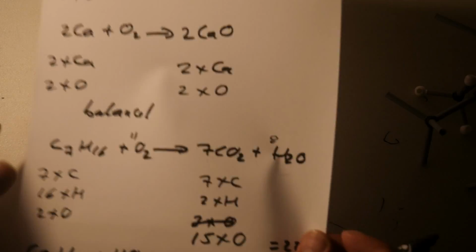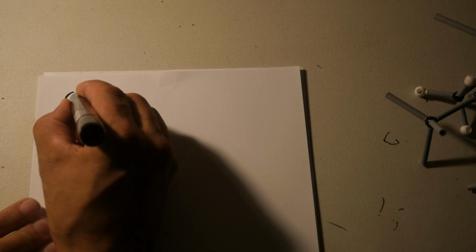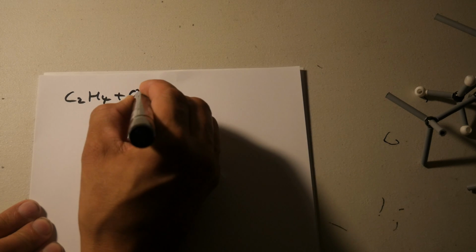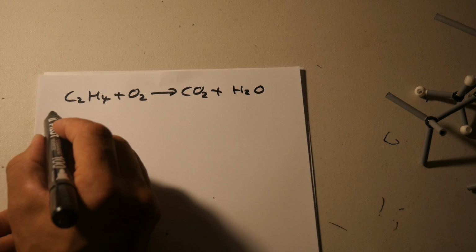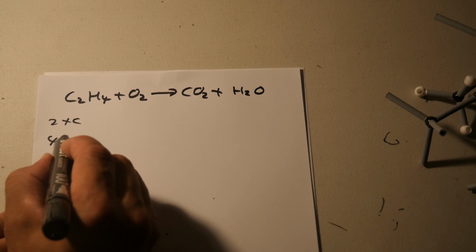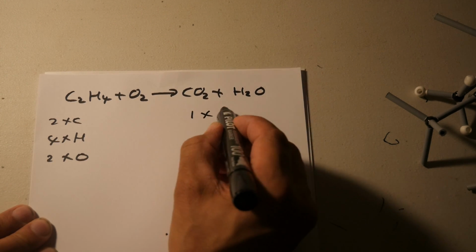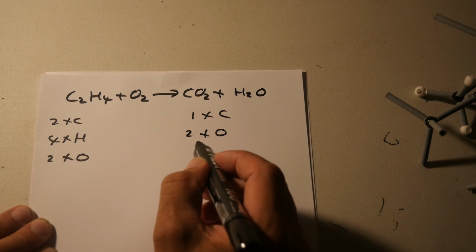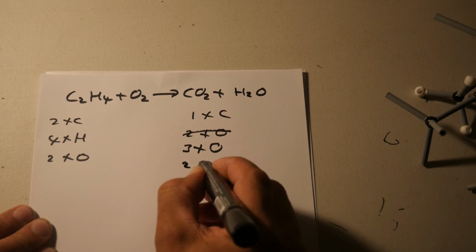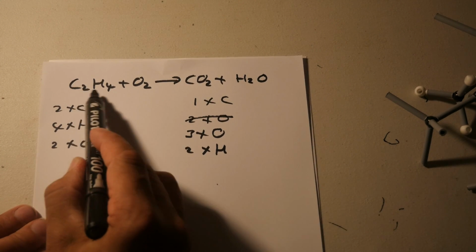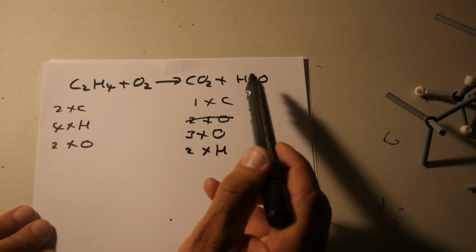So I could do one more example before I run out of time. So another example is C2H4 plus O2 becomes CO2 plus H2O, okay? So there's 2 times carbon, 4 times hydrogen, 2 times oxygen on that side. And this side is 1 times carbon, 2 times oxygen, 3 times oxygen, 2 times hydrogen. Okay? So 2 times carbon, 4 times hydrogen, 2 times oxygen, 1 times carbon, 3 times oxygen, 2 times hydrogen.